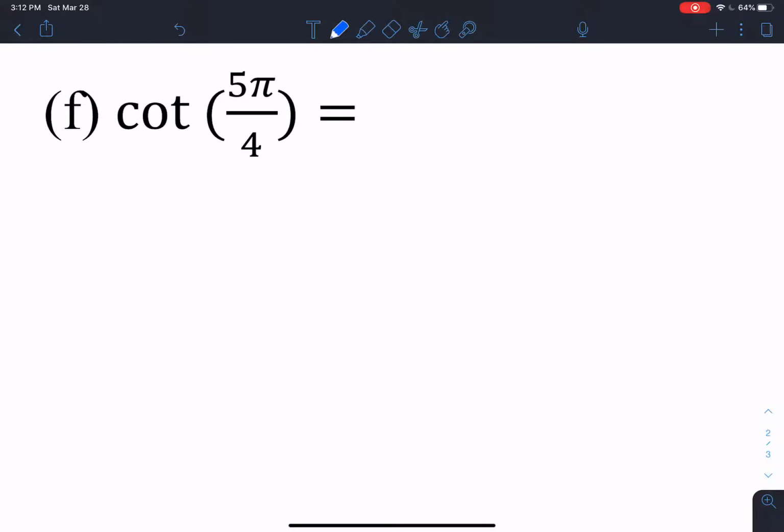Okay, so 5 pi over 4. 5 pi over 4 I know is in quadrant 3.